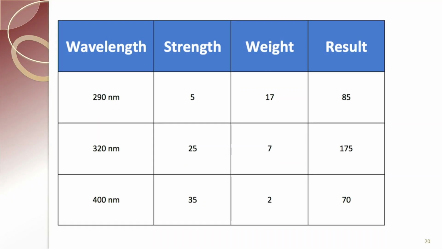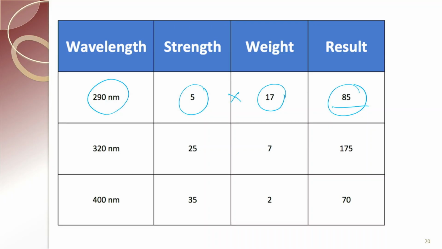Now, try to see here: at 290 nanometer, strength is 5, weight is 17, and if we multiply, the result comes to 85. Why is it multiplied? Because of the quantity which is coming and the energy which it is carrying. If we multiply, that means the total impact on the human body or on the environment. So, this 85 is representative of the total impact.